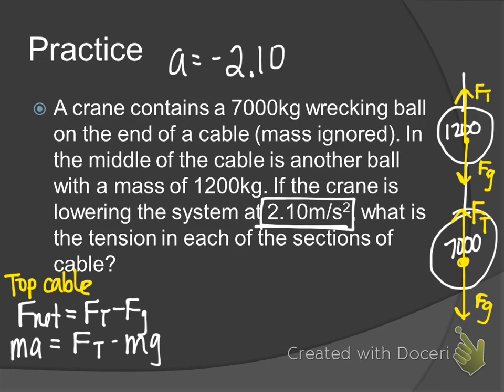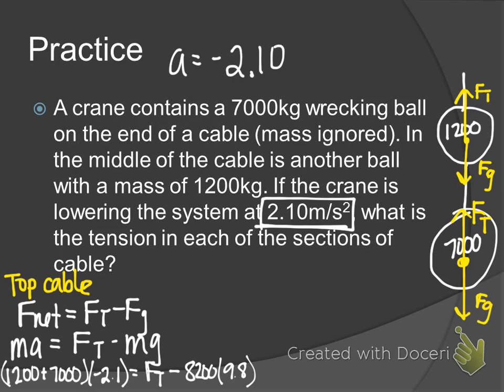Okay, so our mass here, we're going to take 1,200 plus 7,000 times negative 2.1 equals F T minus 8,200 times 9.8. Since we're looking at this top cable, we've got to look at the mass that's hanging below it, all of its mass that's hanging below that cable. So it's both of them. And it told us the mass of the cable can be ignored, so we don't care about the mass of this cable in the middle.